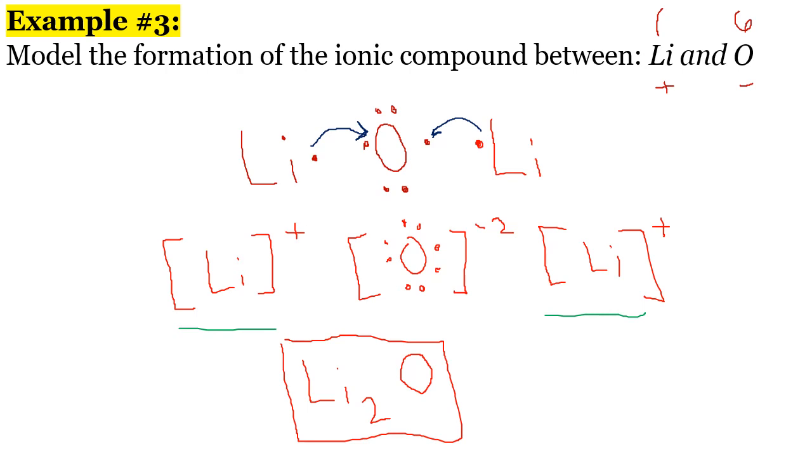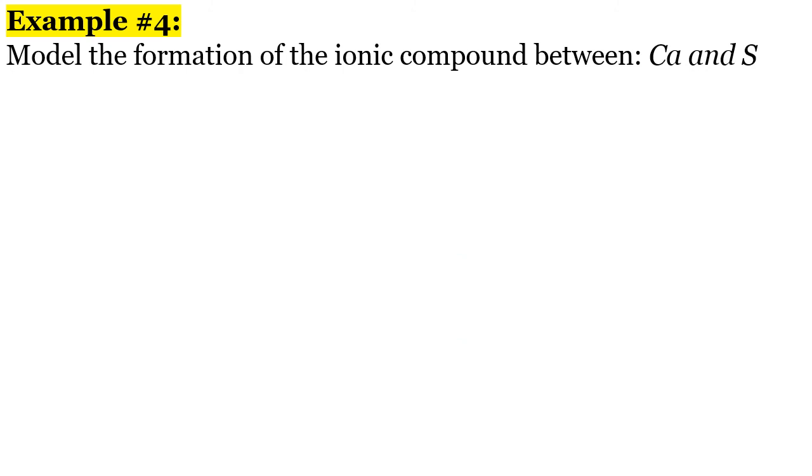Let's do one last example. All right, it says model the formation of the ionic compound between calcium, Ca, and sulfur, S. Calcium has 2 valence electrons. It's going to be our cation. Sulfur has 6 valence electrons. It's going to be our anion.